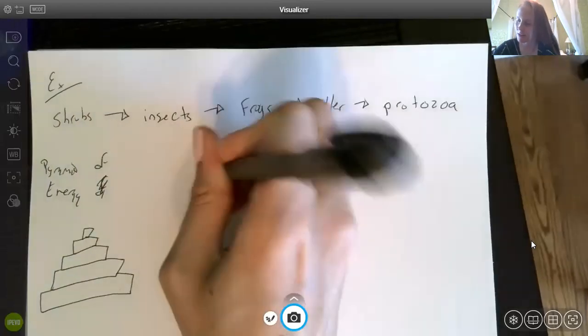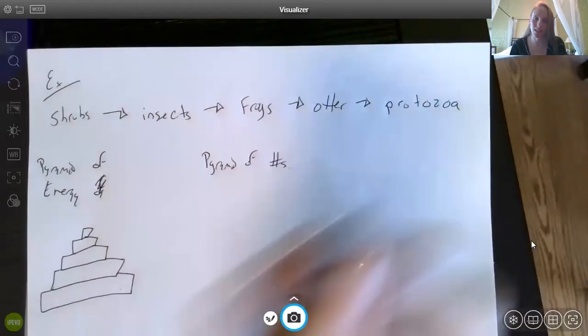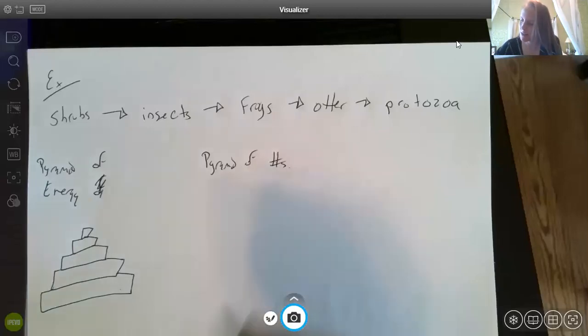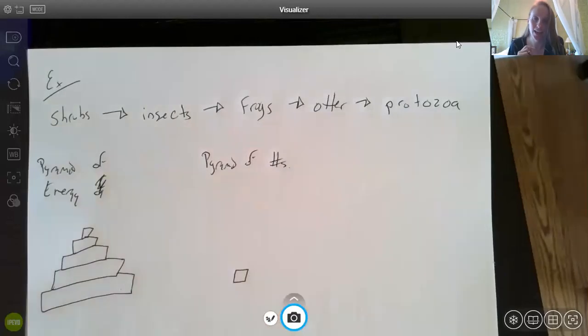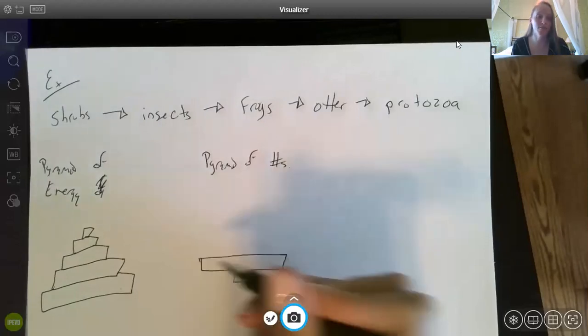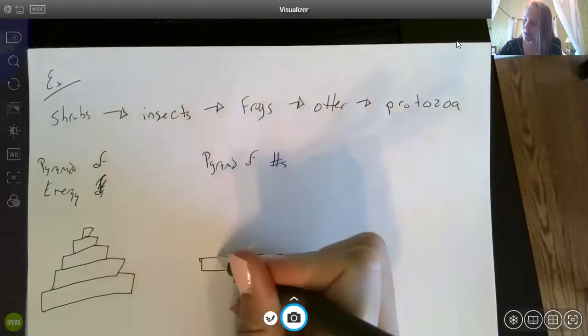Now, if you were going to draw out a pyramid of numbers instead, this is where you would have to take into account the size of these different organisms. So because shrubs are fairly large, I'm going to start with a box that isn't very large. And then insects are much tinier than shrubs, which means I'm going to need more insects in order to eat the shrubs. So I'm actually going to get a much larger box for the trophic level of insects. Essentially, when it comes to pyramids of numbers, the smaller the organism, the larger its trophic level box is going to be. My frogs are then larger than the insects, so they get a smaller box.